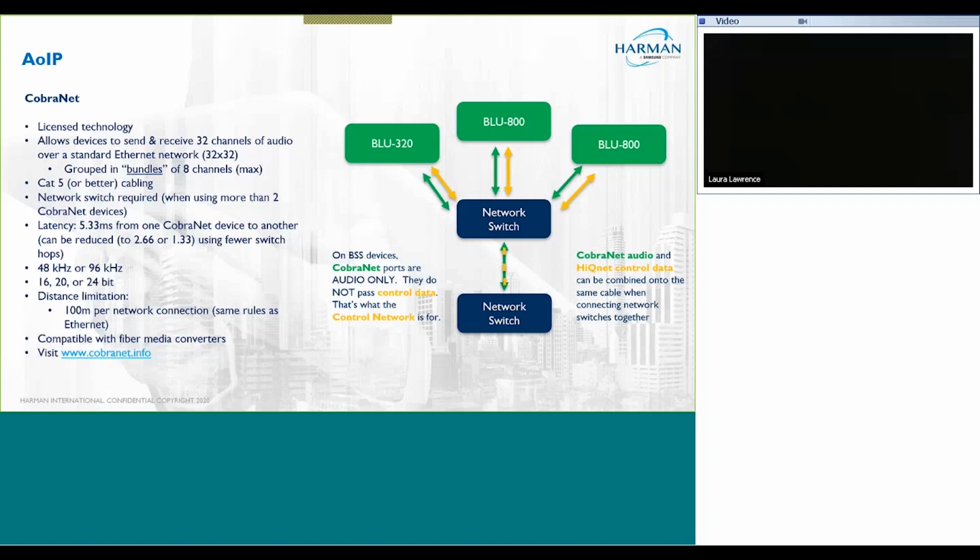Another limitation of CobraNet is that these 32 channels are grouped into 8 channels called a bundle. And then once you've utilized that bundle, maybe you only need 2 channels for a stereo audio pair on that bundle. Well, you may not be able to use that same bundle for your other audio because of the way the audio is routed across CobraNet. So that can be a limitation as well. But the low channel count is definitely one of the limitations that you're going to find there.